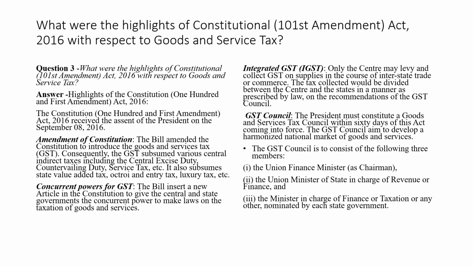Concurrent power for GST: the bill inserts a new article in the Constitution to give the central and state governments the concurrent power to make laws on the taxation of goods and services.